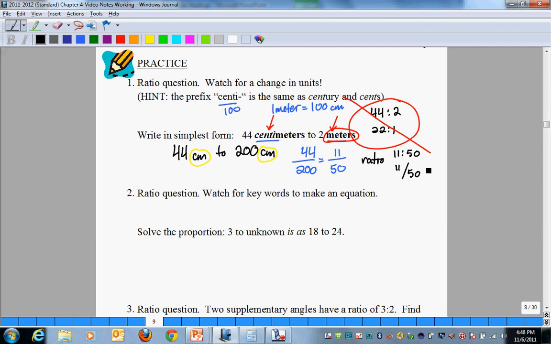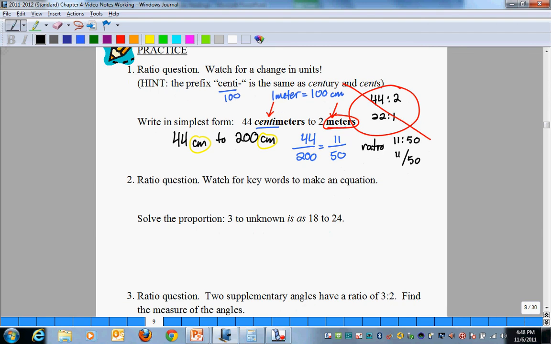Also, when you're dealing with ratios, you need to watch out for keywords. The word "to" becomes a fraction, and "is" is an equal sign. So we have 3 to an unknown is, that's an equal sign, as 18 to 24. That's what this translates to. 3 over unknown equals 18 over 24.